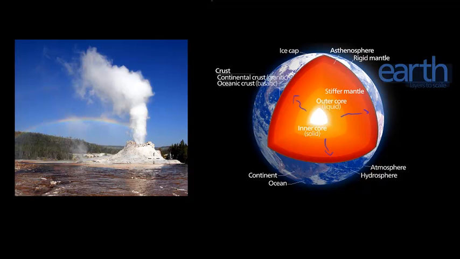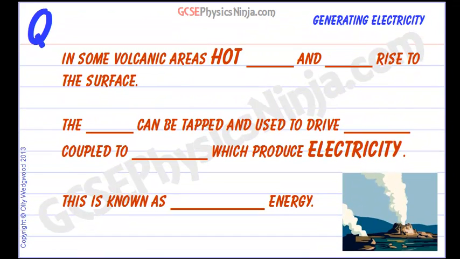In places where the crust of the Earth is very thin, such as in Iceland, we get these amazing geysers of steam which are let loose from time to time, and hot springs of water. We can use this geothermal energy to drive turbines that are connected to generators to produce electricity. So let's take a look at the flashcard.